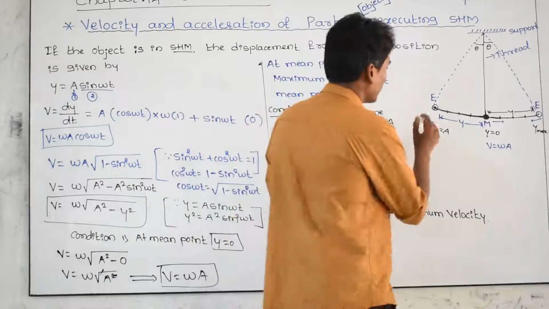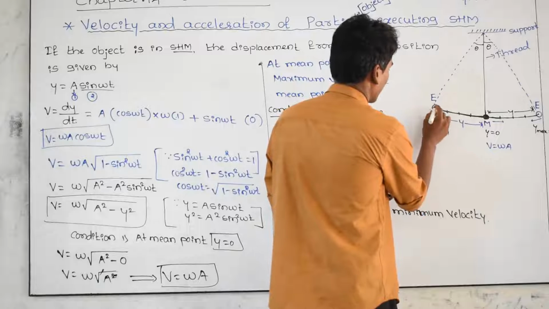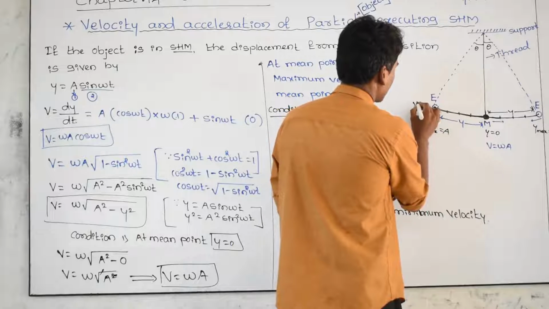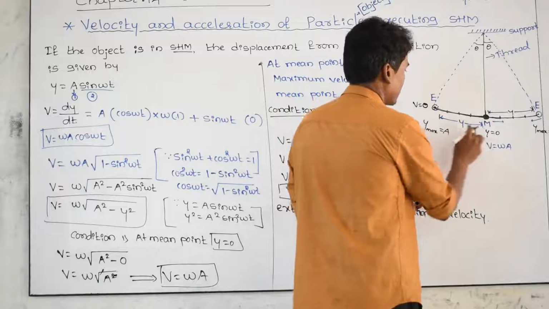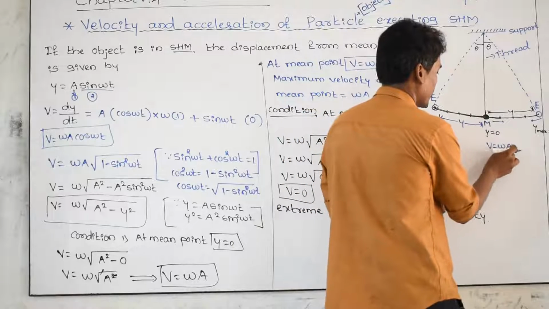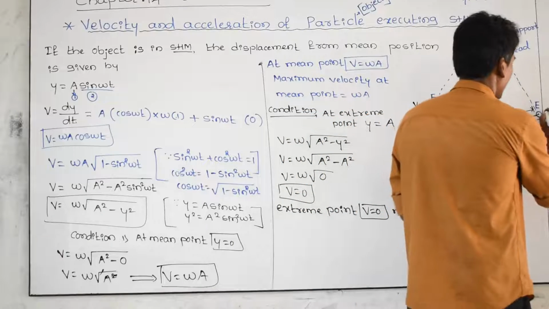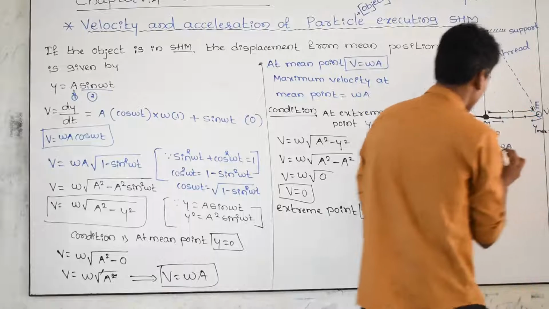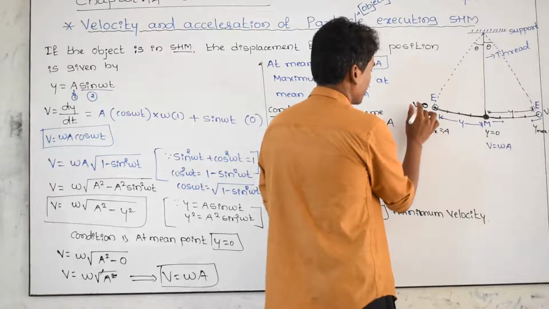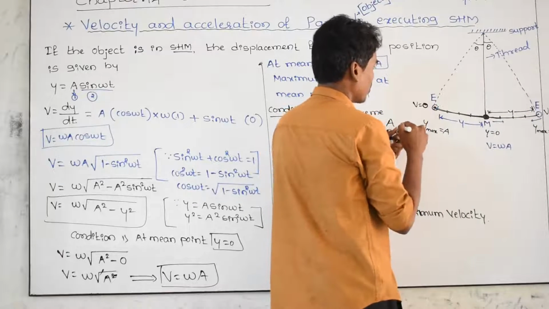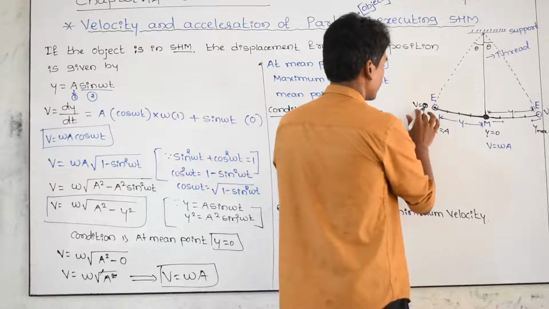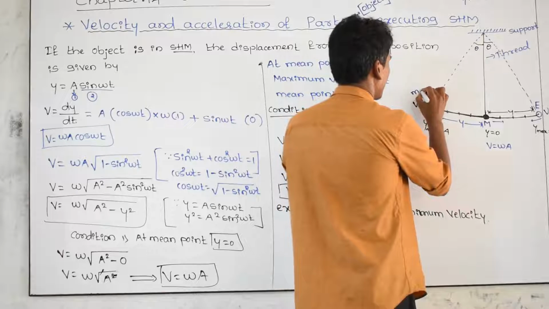Now here velocity is equal to 0 at this point. At this point velocity is omega into a, this is maximum. Again at extreme point velocity is equal to 0, means here velocity is minimum. At this point velocity is minimum, means 0.